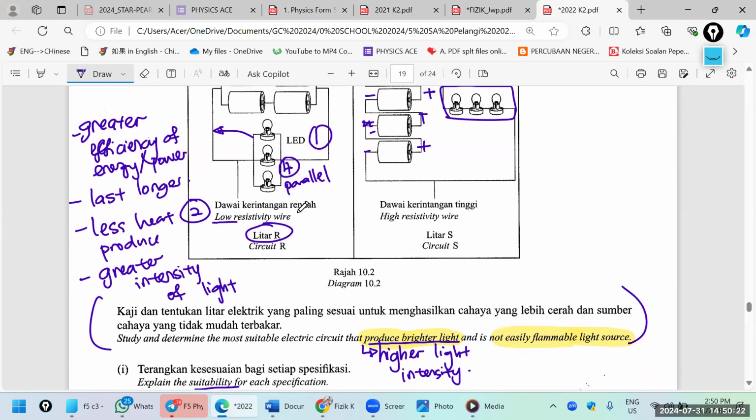Okay, why low resistivity? So that more current flows. What else? Low resistivity actually means low resistance. There are 2 different things. So write at least 2 reasons. What else?